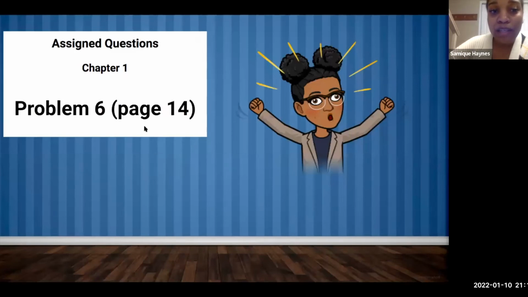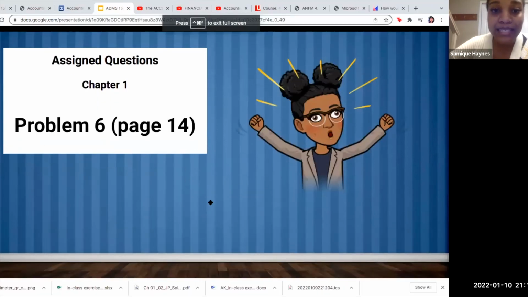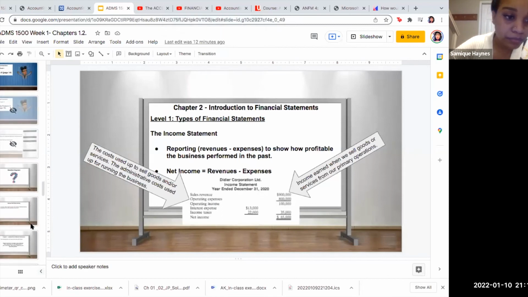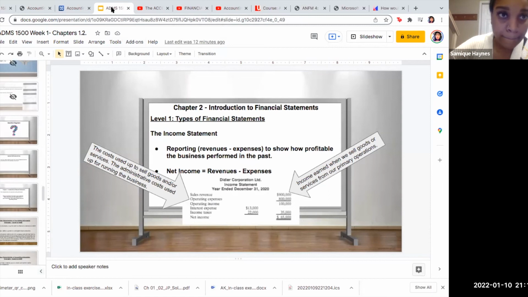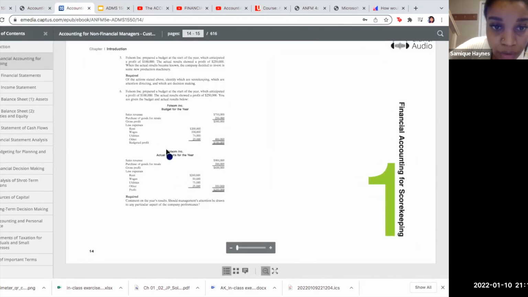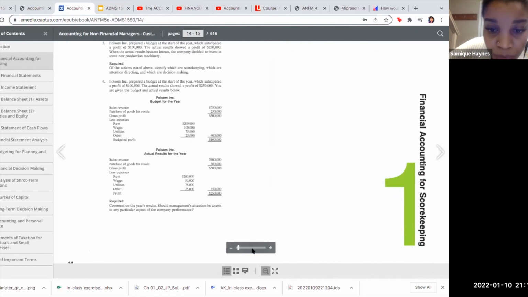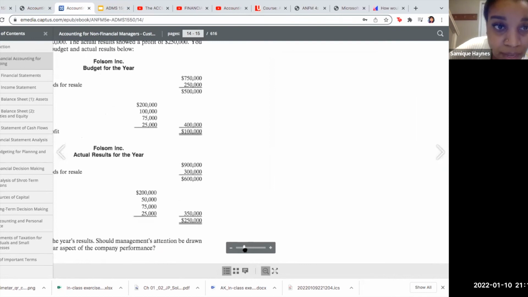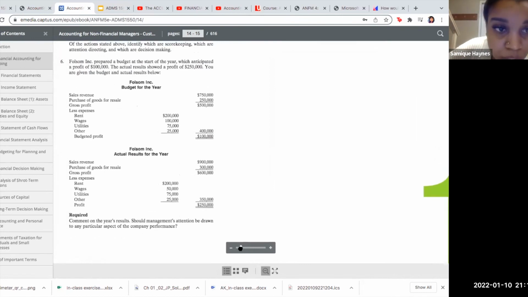I wanted us to quickly go to page 14 in our CAPTAS textbook, and we're going to be looking at problem 6. Page 14, problem 6. And it's right here. Hold on, let me try and pull this down a little bit so we can see it.